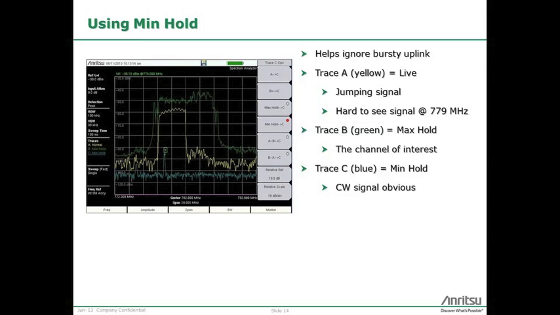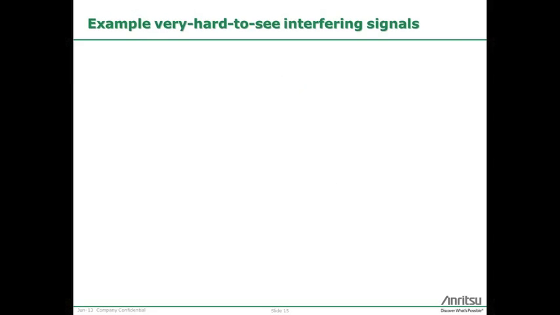Let's talk a little bit more about min-hold. There's a nice picture here that shows 3 traces. The yellow trace is live, and I happened to catch one there when the cell phone was transmitting. Pretty hard to see that signal down on the marker when that cell phone is on, especially when it's jumping around. The max hold, like we talked about before, shows where everything is jumping around as a reference. But the trace C, the blue, is min-hold. When all of the radios aren't transmitting, you still see that CW signal there. That's a really good tool for finding those small CW signals, or even other types of signals when the radio is turned off.